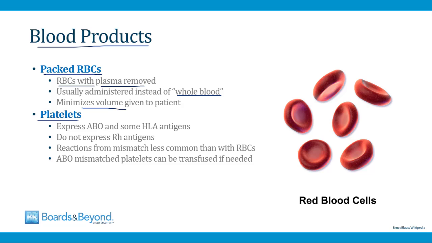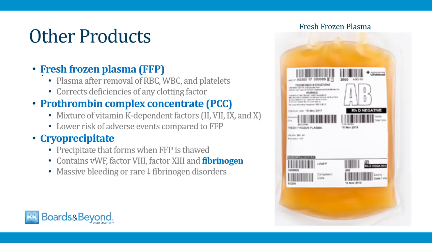Platelets can also be transfused to patients with thrombocytopenia. Platelets do express ABO antigens and some HLA antigens, but they do not express the RH antigens. And it's important to know for platelets that reactions from a mismatched ABO blood type are less common than with red cells, and so sometimes ABO mismatched platelets are transfused if there's a need for platelets and the blood bank doesn't have a match for the patient.